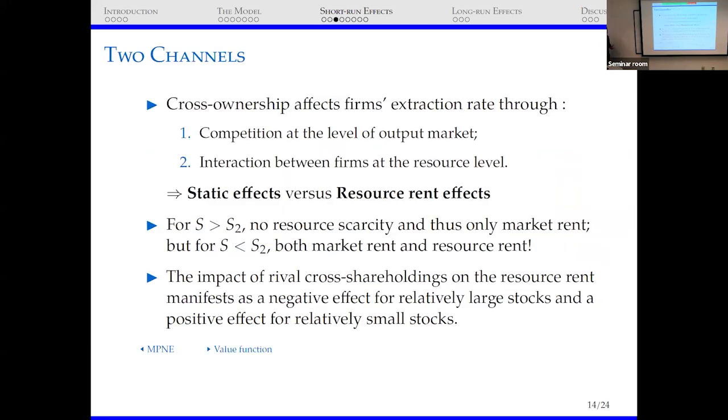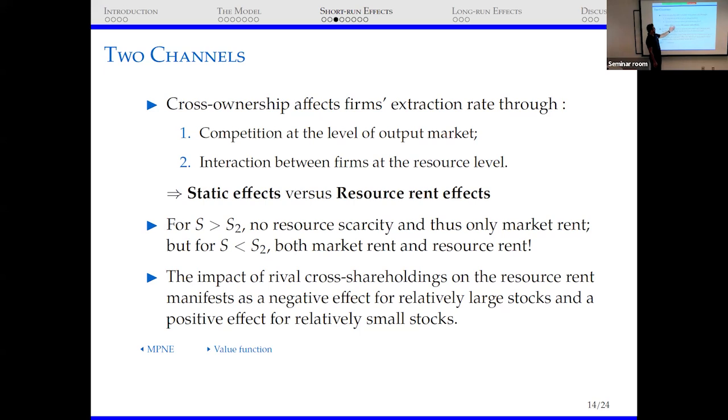So why is this happening? Because we have two channels through which the cross ownership will affect the extraction rate, or what we call the harvest rate in this case. There is a competition at the output market level, which is where we sell, for how much we sell, and there's also the interaction between firms at the reserves level. So the tragedy of the commons is happening at the same time as the market.